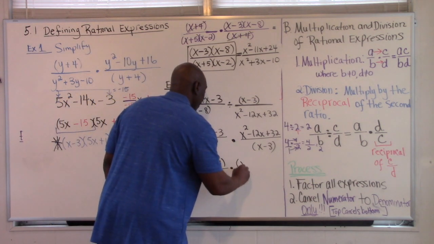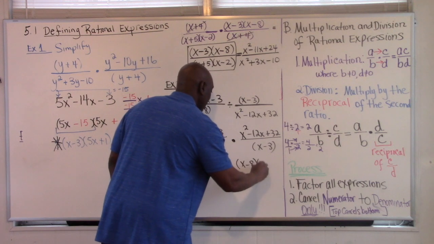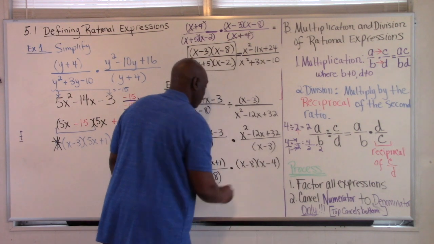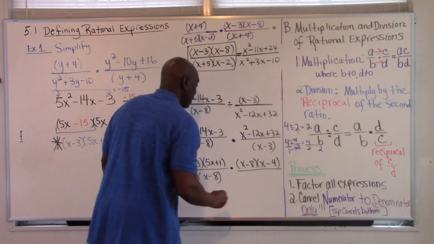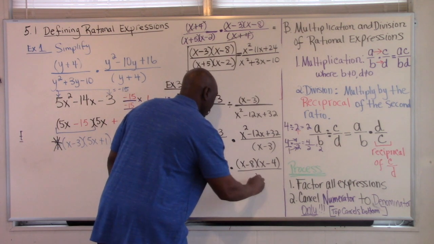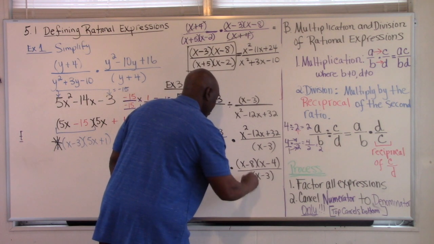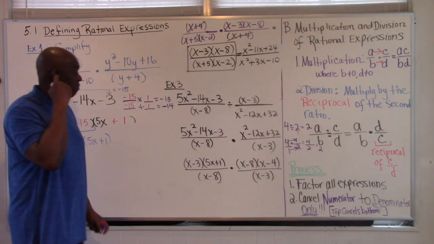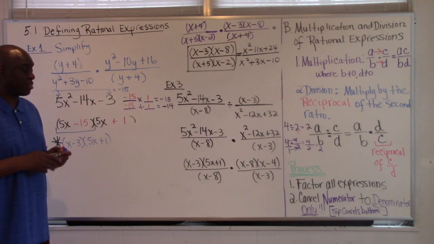So we're going to have x minus 8 times x minus 4, divided by x minus 3. There we go. So everything's factored.